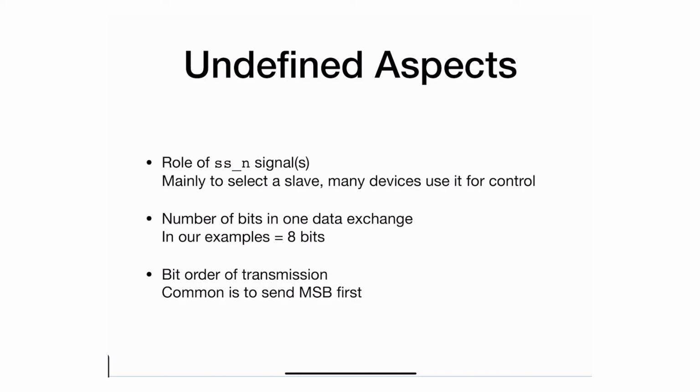And the last one is the bit order, whether you send the most significant bit or the least significant bit first, which is also not specified. So you need to consult the data sheet and the peripheral or slave you're trying to communicate with before you set all these aspects.